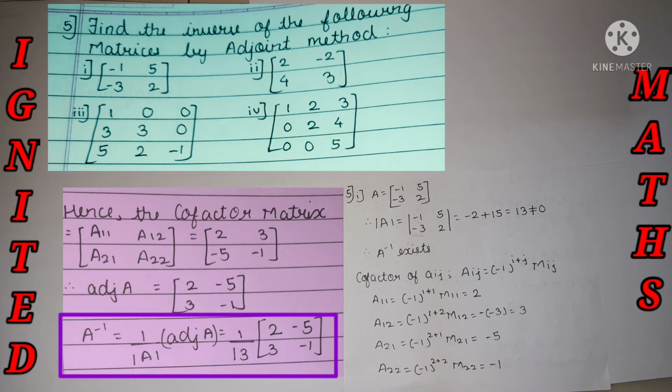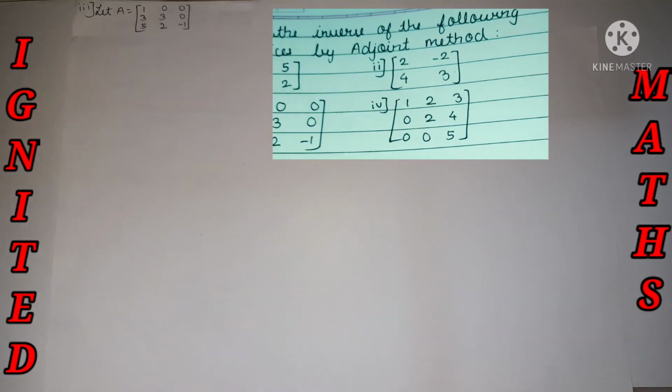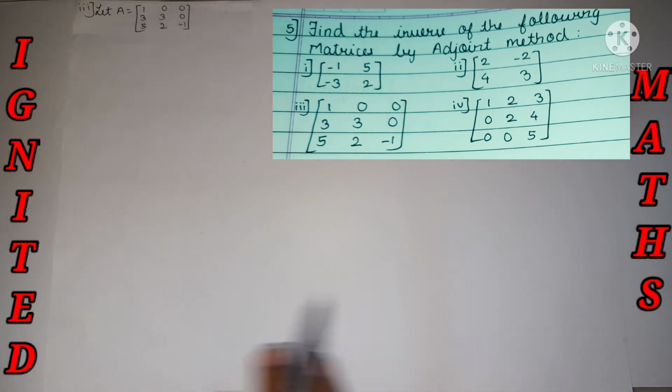So A inverse is 1 by determinant of A into adjoint of A. We have the value of the determinant of A, which is 13, and the adjoint of A. Just put in the values and we will get the answer for A inverse. We'll do one more question of 3 cross 3 also, so that the concept will be even clearer. Let's start with the third sub question mentioned over here.